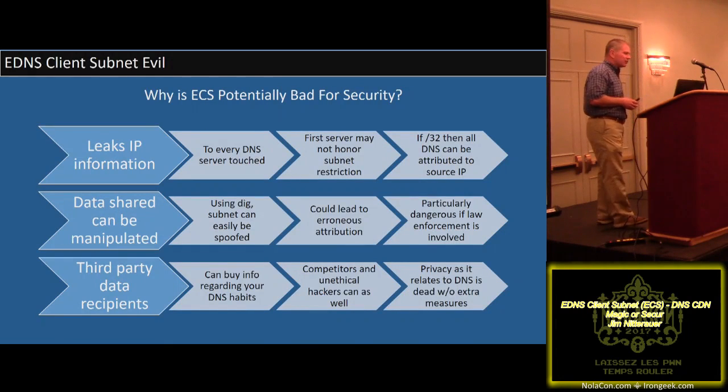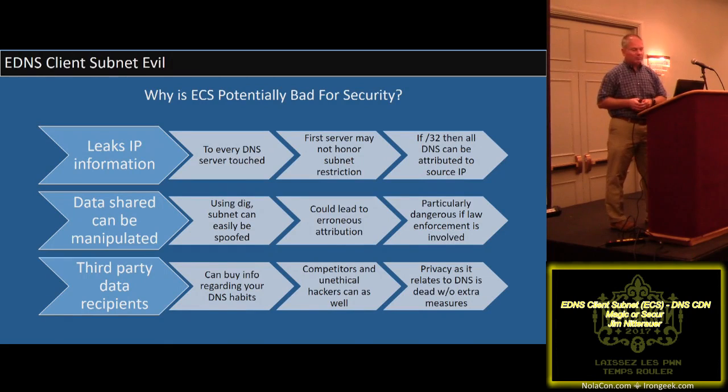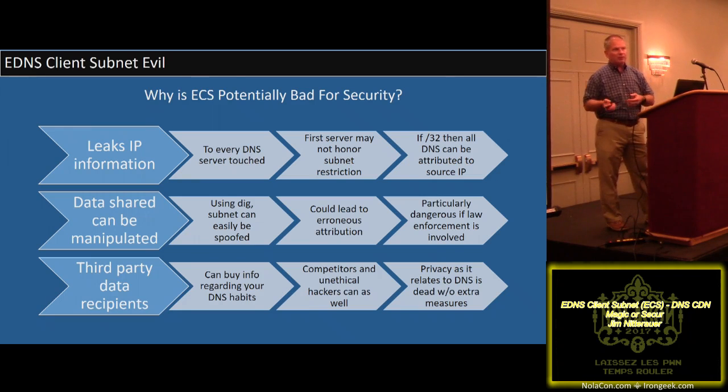So why is ECS bad for security? Well, one, it leaks information pretty badly. And again, we're using ECS, EDNS Client Subnet, as an example of the greater problem with option codes in the EDNS0 packets. So it leaks information. Every DNS server in the chain that's touched gets access to your client IP if it wants it. There's no way to honor any subnet restrictions. The interesting thing is all the RFCs spell out very clearly that these are privacy concerns. In the RFC, you can read the text, and they mandate that there be an opt-out mechanism to allow you to opt out of sending this data.